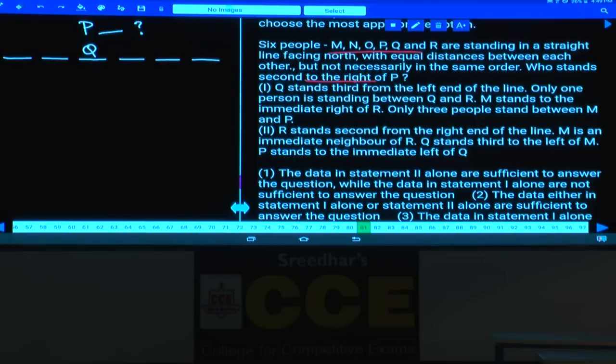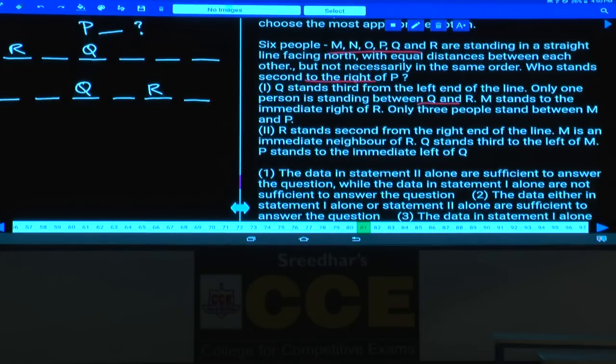Only one person in between Q and R. One person between Q and R. R can be either at the left end, and what is the other possibility here? 3, 4, 5, 6. And Q is here. R can be second from the right. There are two possibilities to this R. R can be either the left end or second from the right. Only one person between Q and R.